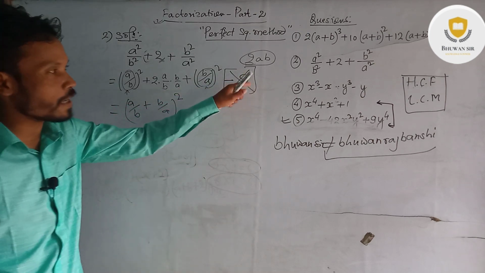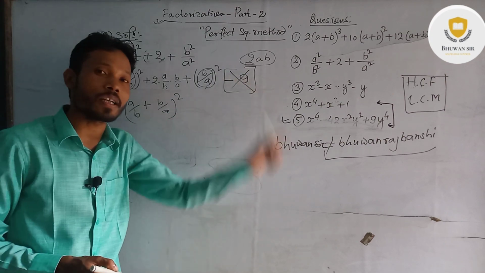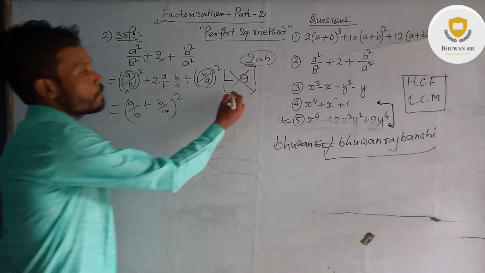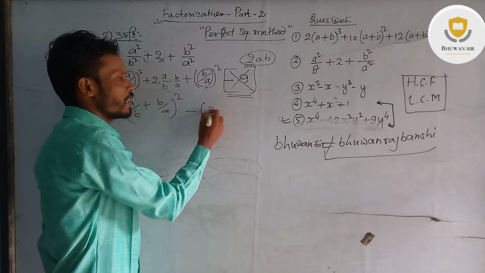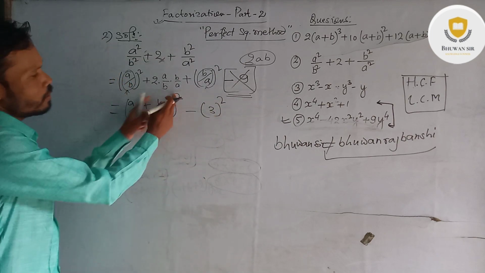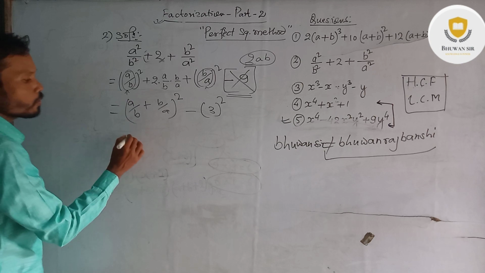Now if here is minus 9, then what can we do? The back number must be negative square. Okay, remember this back number must be negative square. If here is 9, then we can write 3 whole square, then a square minus b square. We can do that. Okay, for practice, please try this question at your home.